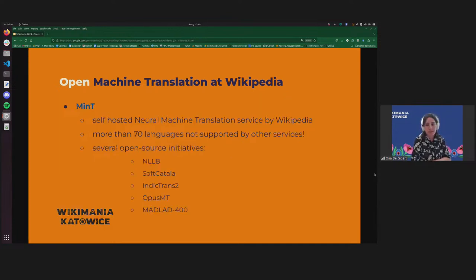The other one is MinT, which is a self-hosted neural machine translation service by Wikipedia, and in this case, neural means that it works with statistical complex computations. It covers more than 70 languages that are not supported by other services, so this is a great success for open source translation and Wikipedia. It gathers together several open source initiatives, such as NLLB, which comes from Facebook Research, MADLAD, which comes from Google Research, and some other initiatives. I am myself involved in the University of Helsinki with the development of OPUS-MT models.